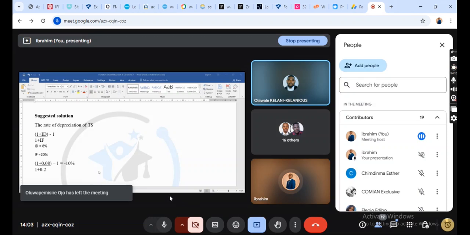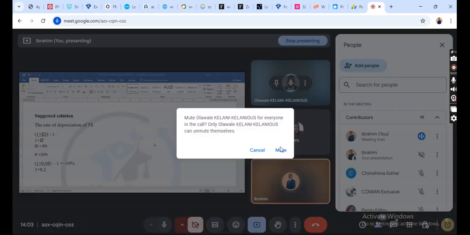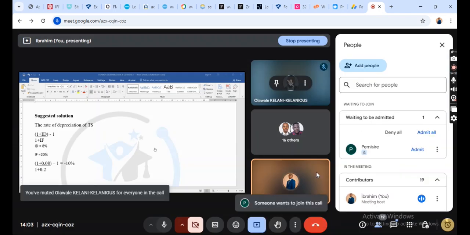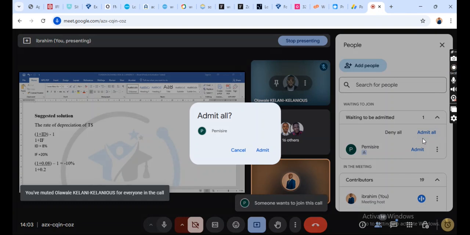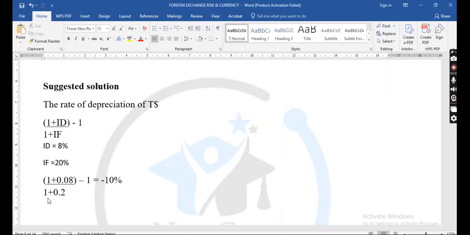Okay, so which means that the T dollar will decrease by 10%. The spot rate of this country T dollar will decrease by how many percent? 10%, right? Now we move to the second question, which says that we should forecast B.